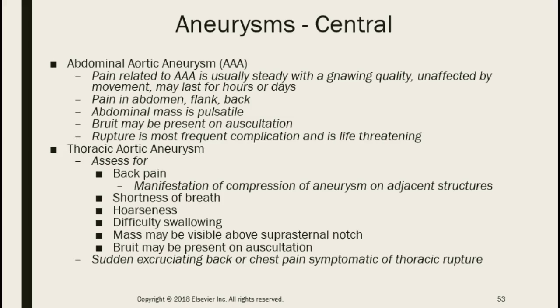So thoracic aortic aneurysms, these individuals have back pain. And it's manifestations of compression of the aneurysm on the adjacent structures. So they might also develop shortness of breath, hoarseness, difficulty swallowing, and the mass may be visible above the substernal notch. So sudden excruciating back or chest pain is symptomatic of that thoracic rupture.